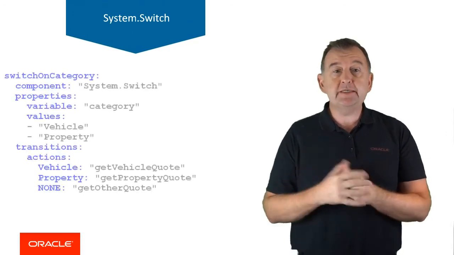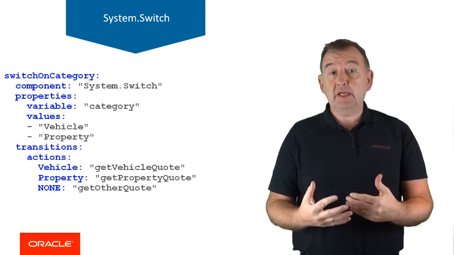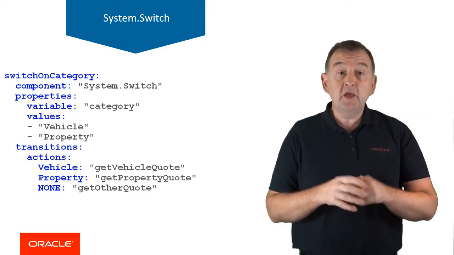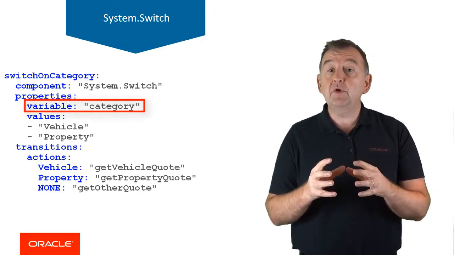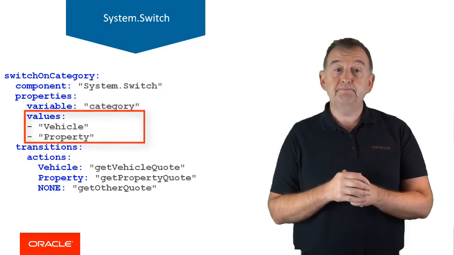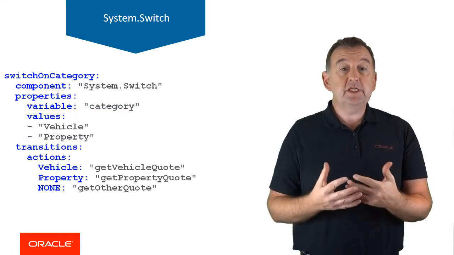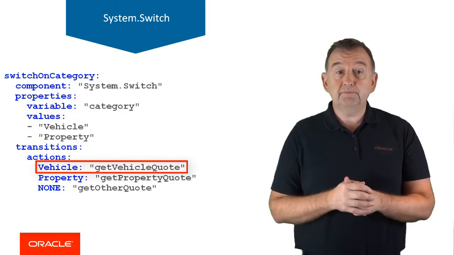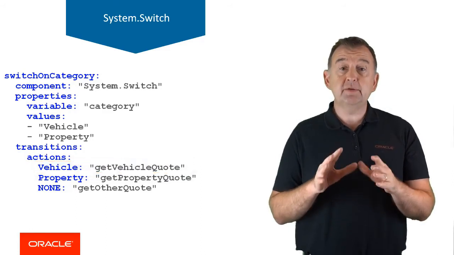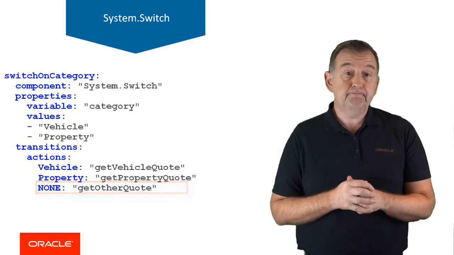Right. Our next system component is the switch component. This is similar to a switch statement in Java, which allows you to define multiple branches depending on the value of a variable. The variable property is the variable that will be compared to the list of values in the values property. So if category is set to vehicle, then the switch statement will jump to get vehicle quote. If no match occurs, the component will look for a transition action called none.